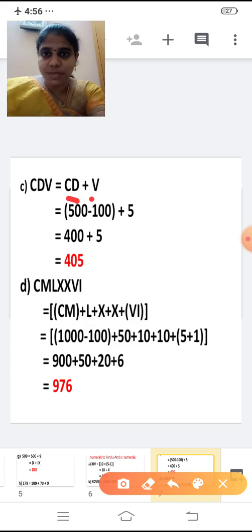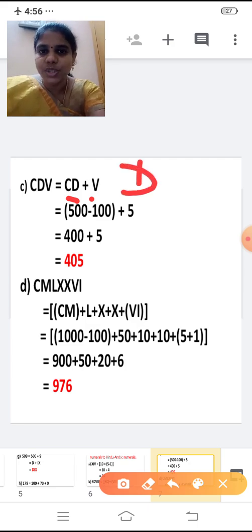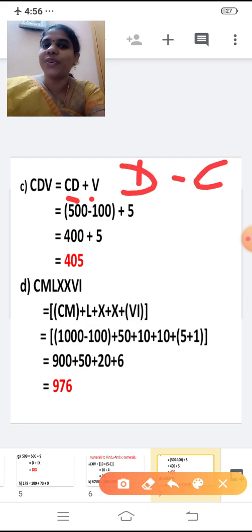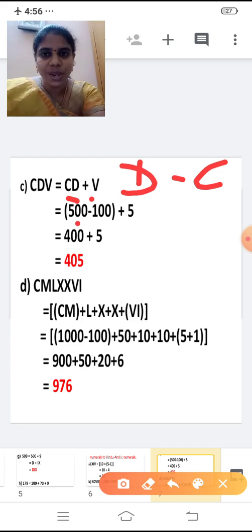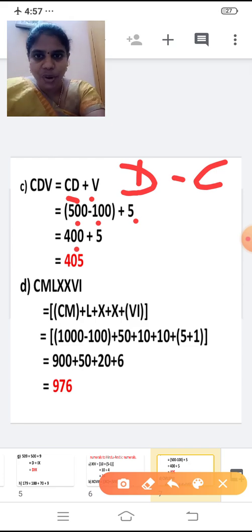If the smaller one is placed before the larger one, you are going to subtract, right? The smaller one from the larger one. So D minus C. What is the value of D? 500 minus what is the value of C? 100 plus what is the value of V? 5. So 500 minus 100 is 400 plus 5, 405.